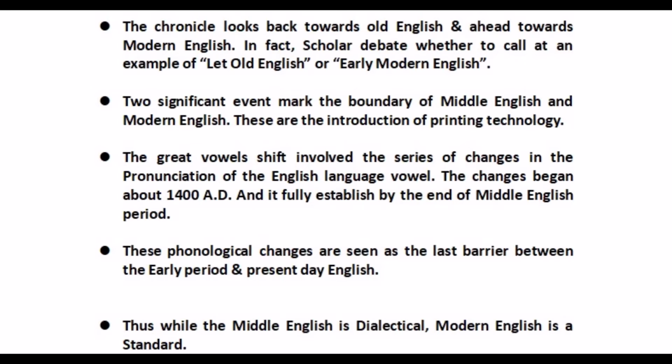The chronicle looks back towards Old English and ahead towards Middle English. In fact, scholars debate whether to call it an example of Late Old English or Early Middle English. Two significant events mark the boundary of Middle English and Modern English. These are the introduction of printing technology and the Great Vowel Shift, which involved a series of changes in the pronunciation of the English language vowels.